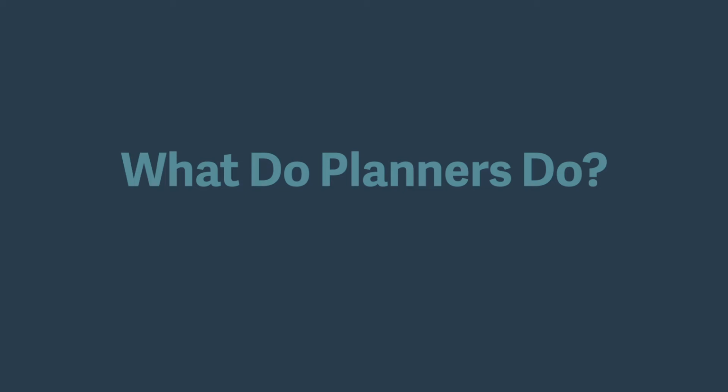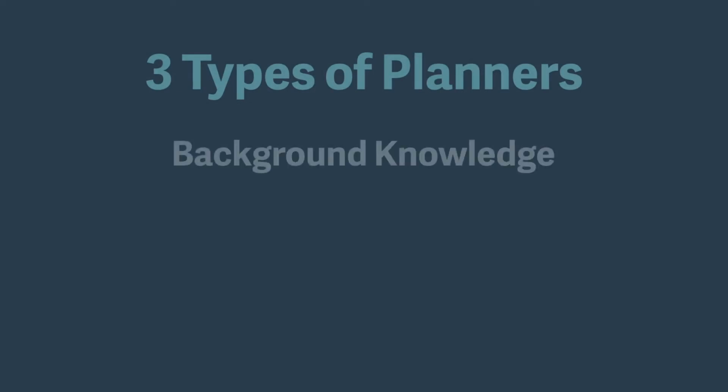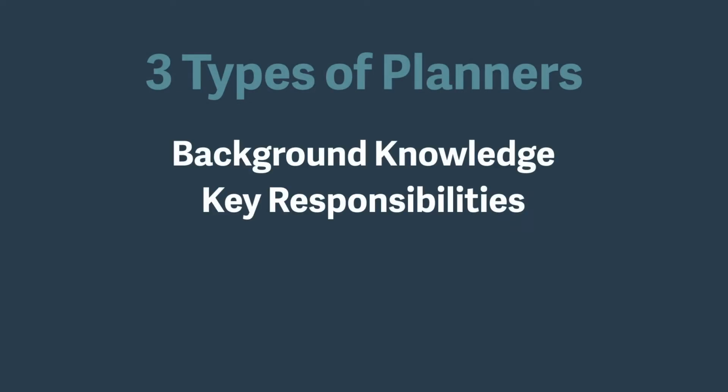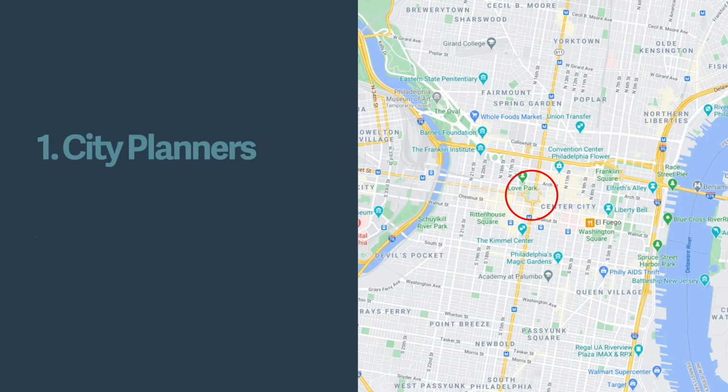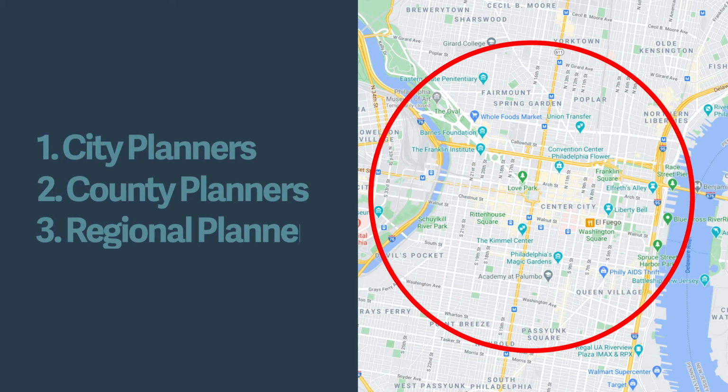Just as public health professionals work in various roles, there are several types of planners, and it's important to have some background knowledge to understand each of their key responsibilities. Let's take a look at three of the most prevalent types of planners and the areas they generally work on. In this video, we'll compare city planners, county planners, and regional planners.